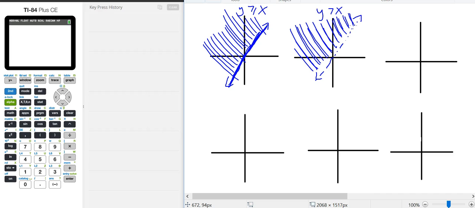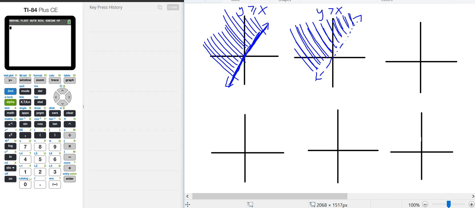Everything on the solid line of y is greater than or equal to x is included within the solutions of the inequality. So (0, 0) is a solution to y is greater than or equal to x, and (0, 0) is not a solution to y is greater than x.